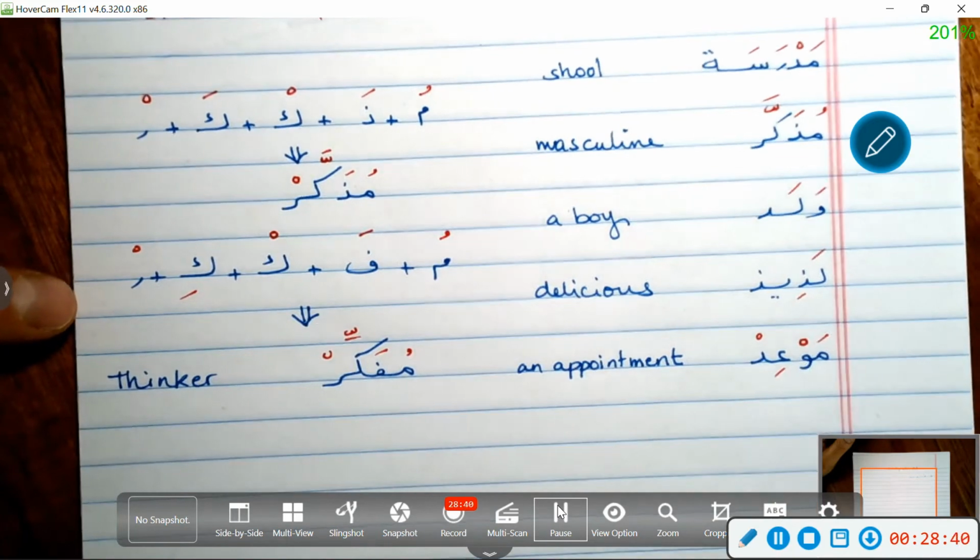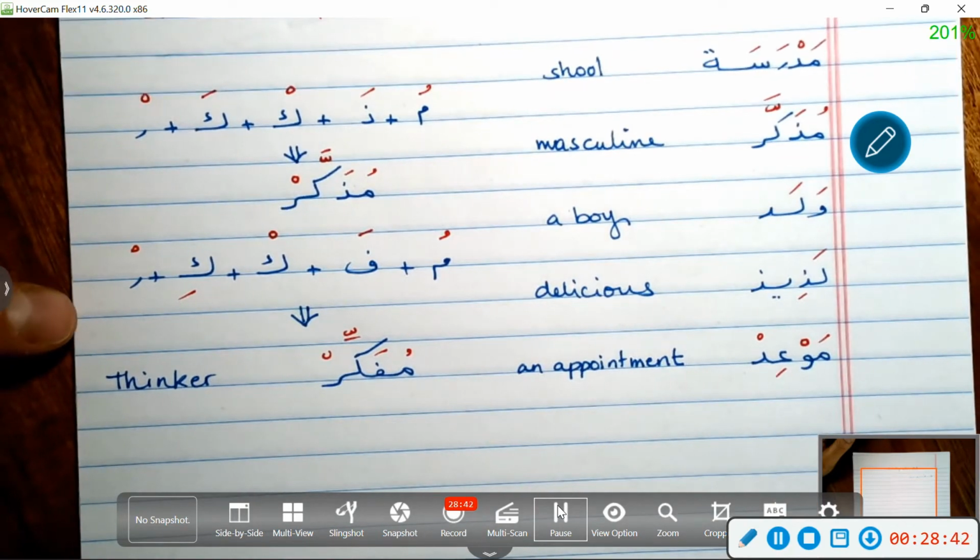And if you are thinking about the harakat, do we always need to write the harakat, or do we really always see the harakat whenever we read Arabic? And the answer is no.